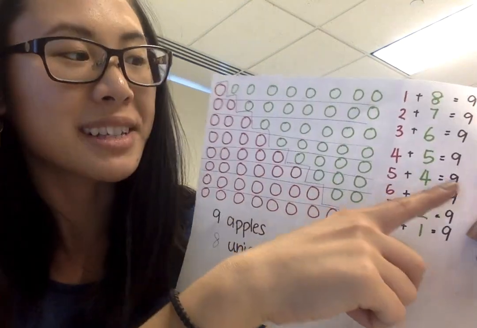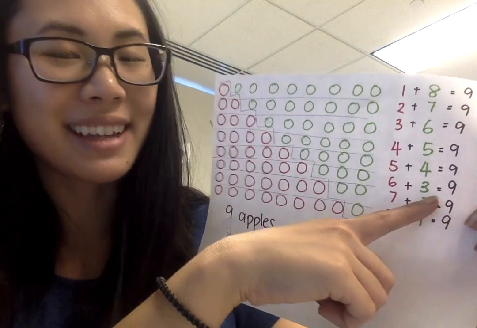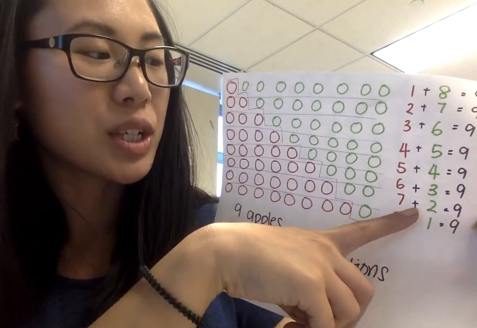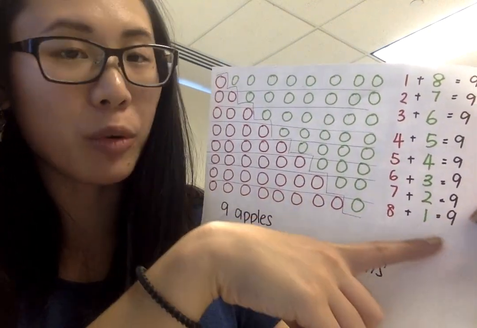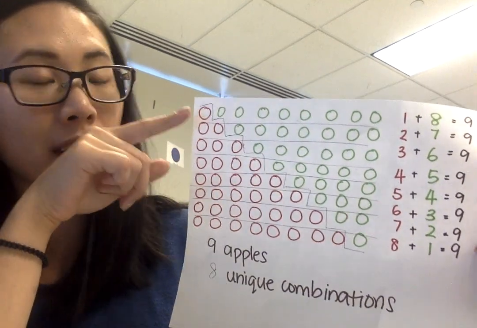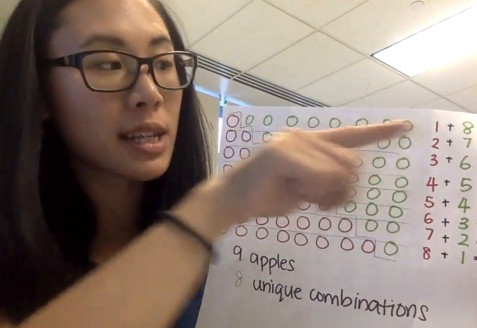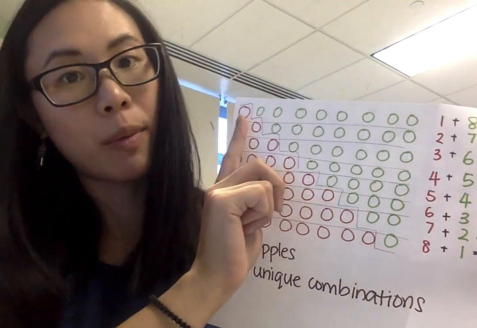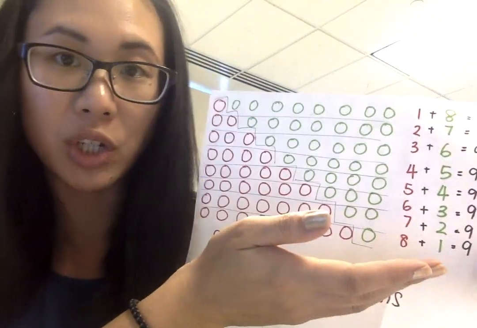5 and 4 is the same as 9. 6 and 3 is the same as 9. 7 and 2 is the same as 9. 8 and 1 is the same as 9. So of course, again, here is the staircase. This is one box of apple boxes, one way of showing a combination.